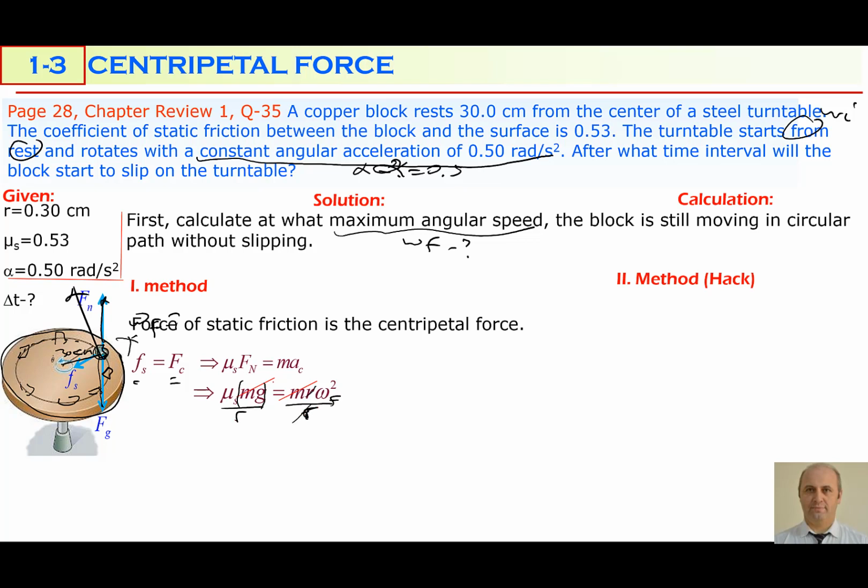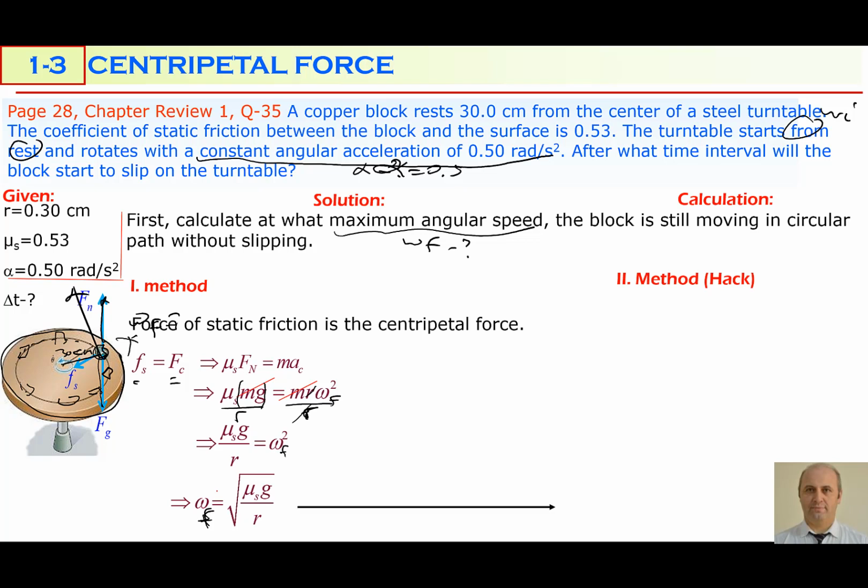This r also will simplify. We will get omega squared as mu s g divided by r. After that, take the square root of both sides of the equation. Omega final, we are going to calculate that maximum speed at which the copper block is still following the circular path, by the root of mu s g over r.